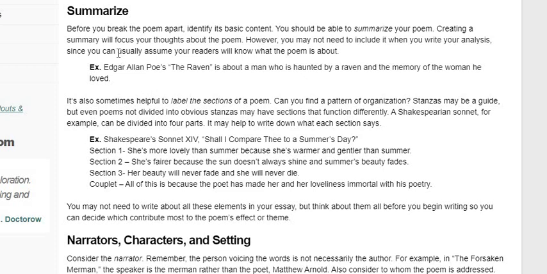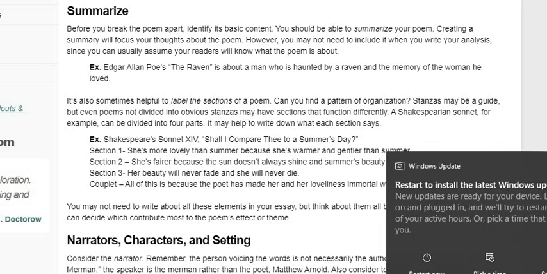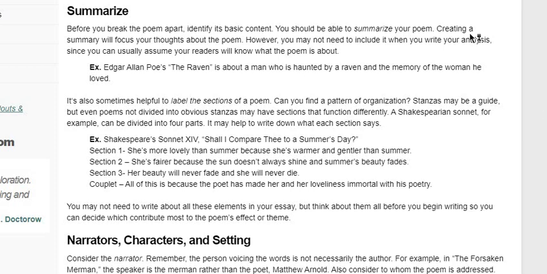Alright. So you need to break the poem apart. But before that, identify its basic content. You should be able to summarize your poem. So what's the first thing? That you need to summarize your poem. Create a summary that focuses on the thoughts of the poem. So take a rough register or a page. Write about the summary of that poem. What does it talk about?